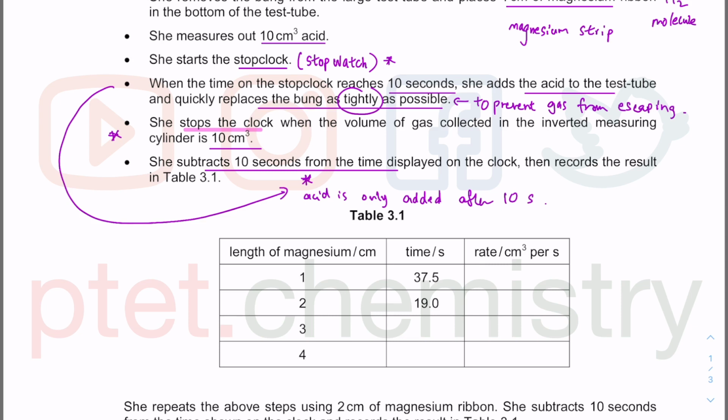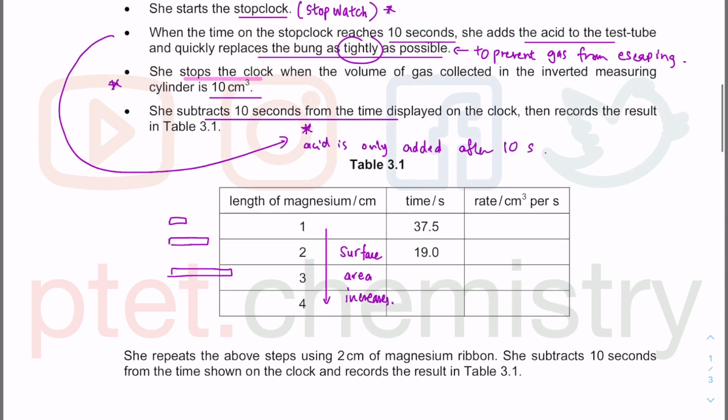Now in this table here, we have the length of magnesium. As we are changing the length of magnesium, the magnesium strip is getting longer and longer. I'm trying to show the size here, like 1 cm, 2 cm, 3 cm. So obviously the surface area increases, because the longer the strip, the more surface area is in contact with the acid. So this is one way of changing surface area.